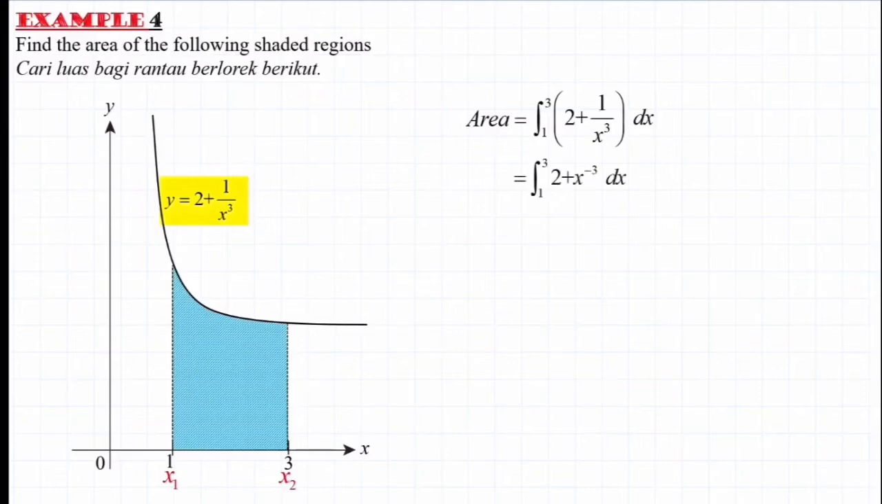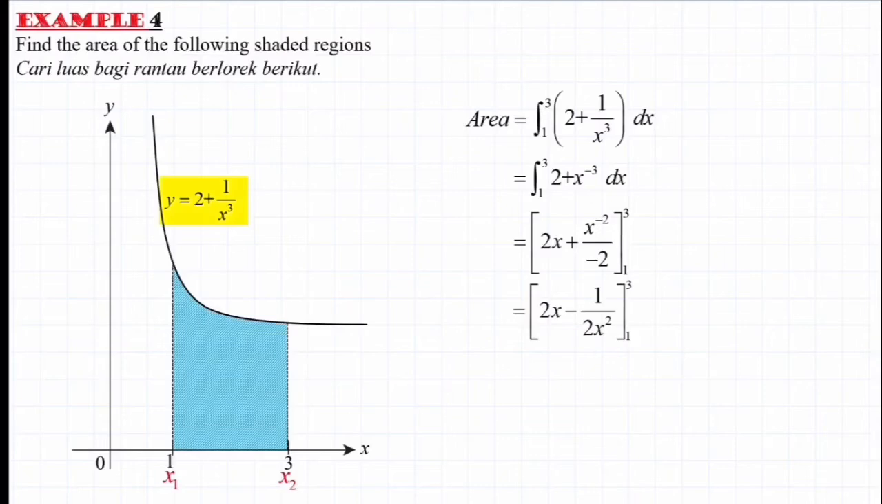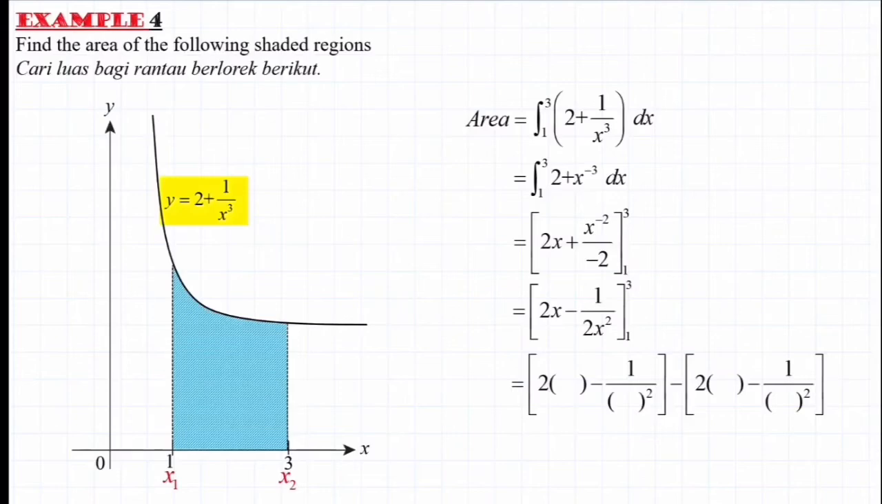So the x cubed, you have to raise the power, it becomes x to the power of -3, and then integrate: 2 becomes 2x, then x^-2 over -2, and the power is negative. Be careful, make sure you substitute accordingly, upper limit minus the lower limit, and you solve to get the answer. So always double check your limit, upper limit minus lower limit.